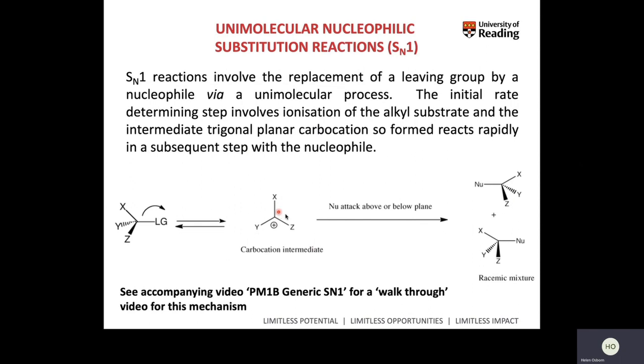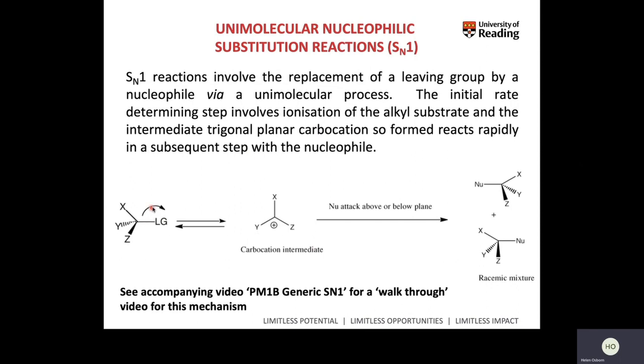So that means when we get this attack, we're going to get 50% attacking from one side, 50% attacking from the other side. So that then gives us a racemic mixture of enantiomers. So a racemic mixture is where you get equal quantities of the enantiomers, and the enantiomers are molecules which are related as object and mirror image. So that's a bit of revision from Dr. Sarah Allman's course.